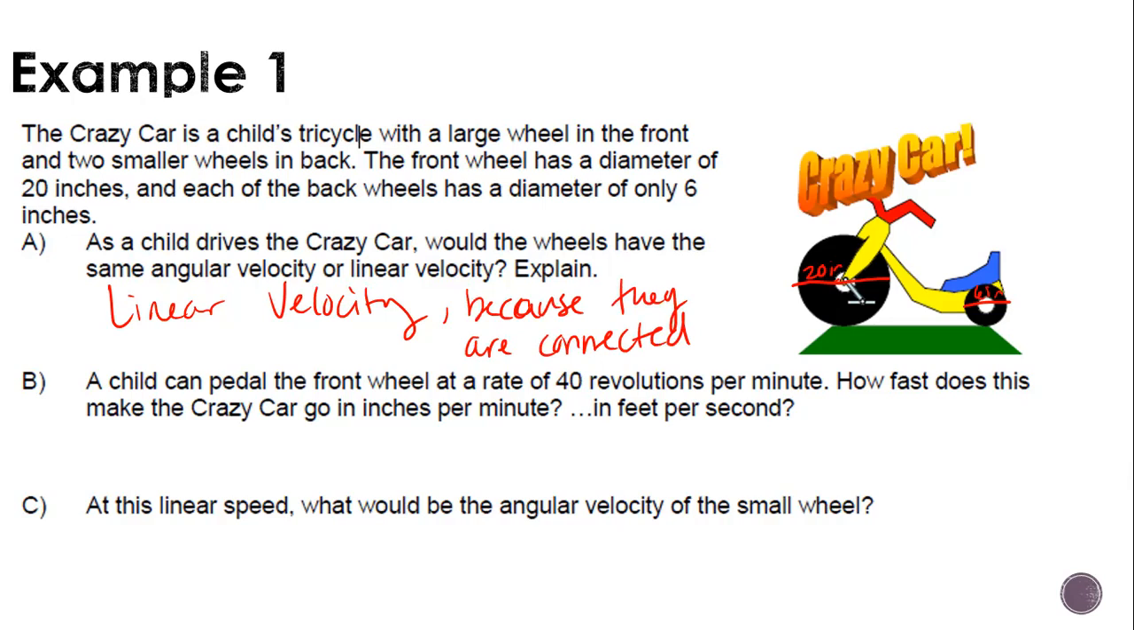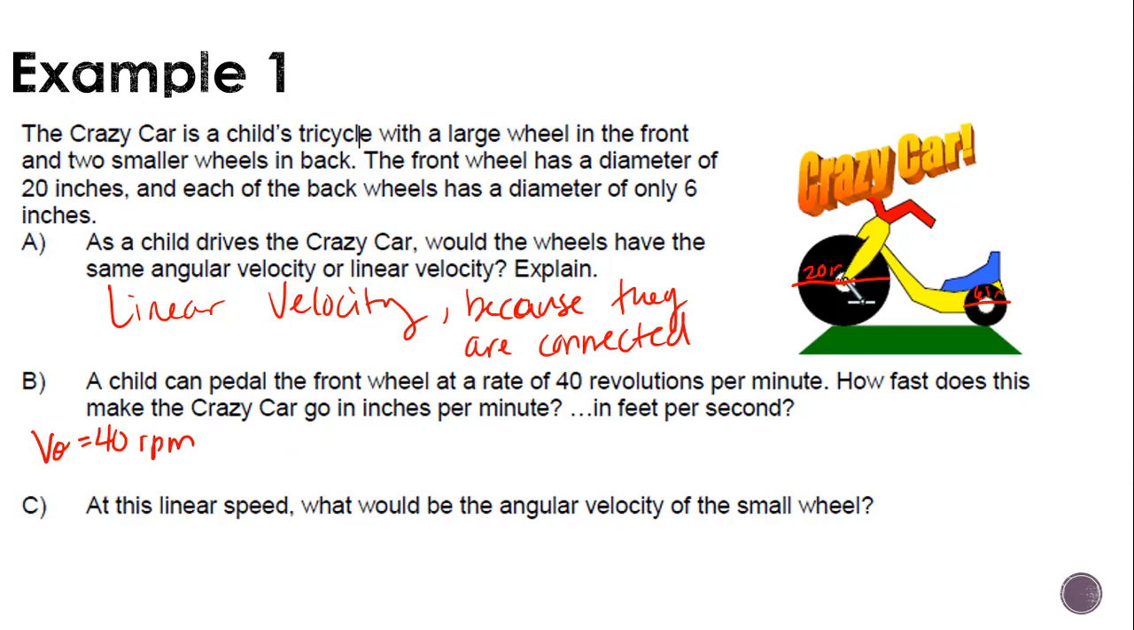A child can pedal the front wheel at a rate of 40 revolutions per minute. How fast does this make the crazy car go in feet per second? Okay, so we know 40 RPMs. That's our angular velocity. Agreed? Angular velocity is your circle, your rotation. It wants us to find the linear velocity.